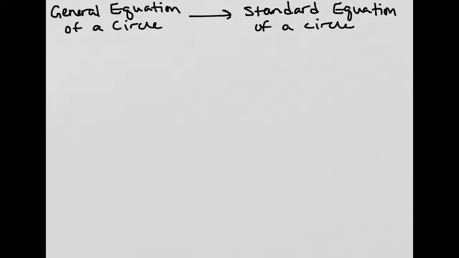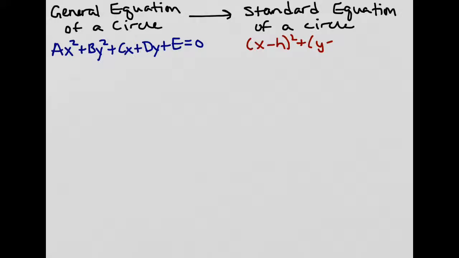In this video, we are going to go from the general equation of a circle to the standard equation of a circle. So let's go ahead and write those formulas out again so that we can review what they look like. The general equation of a circle is ax squared plus by squared plus cx plus dy plus e equals 0. And we want to convert that back to our standard equation, which is (x minus h) squared plus (y minus k) squared equals r squared.